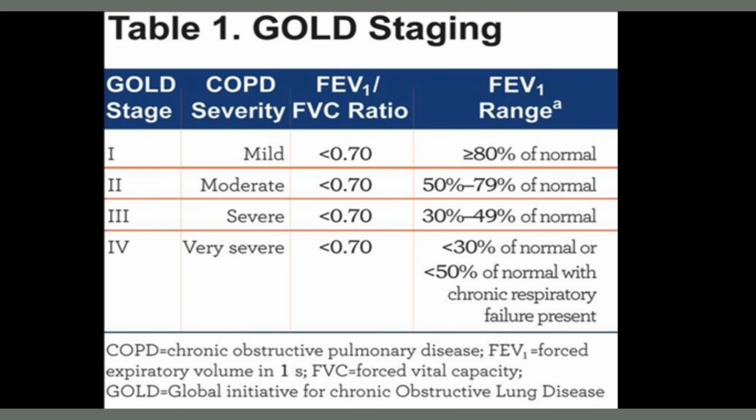If they are greater than 80%, that's considered normal. 50 to 80%, grade 2. 30 to 50%, grade 3. Less than 30%, or less than 50% with actual respiratory failure, these are stage 4 or very severe COPD.